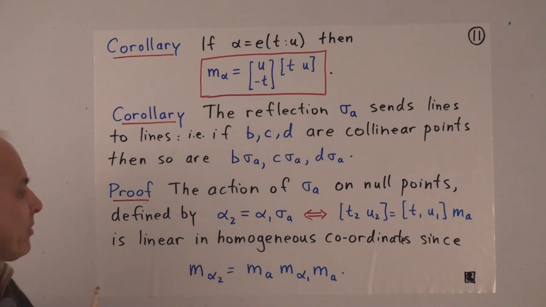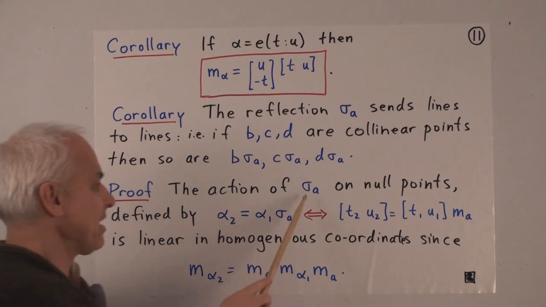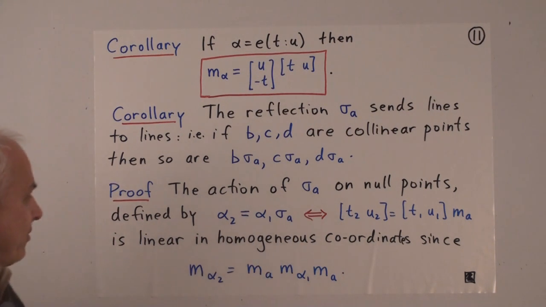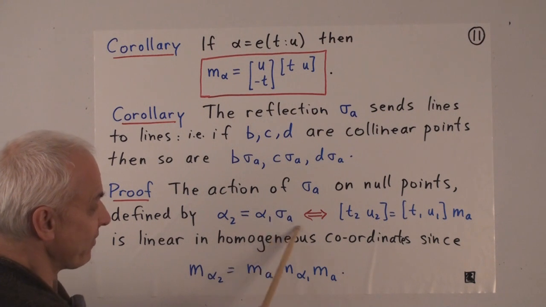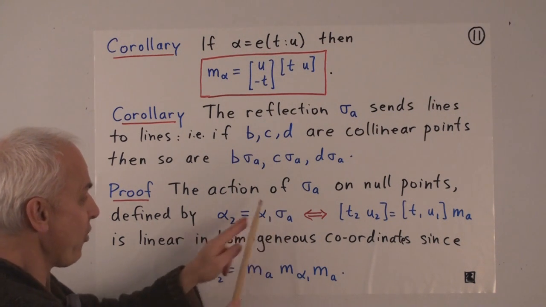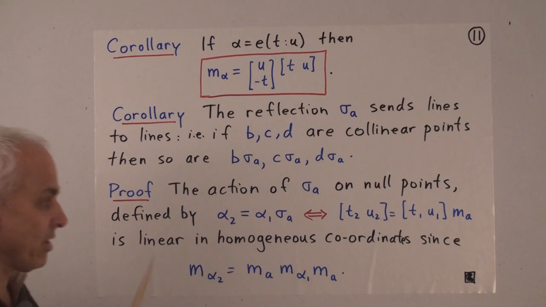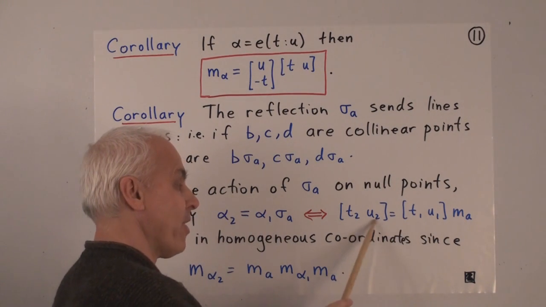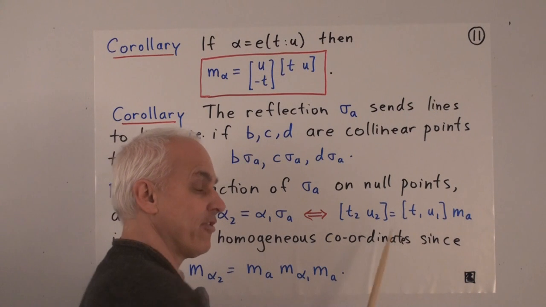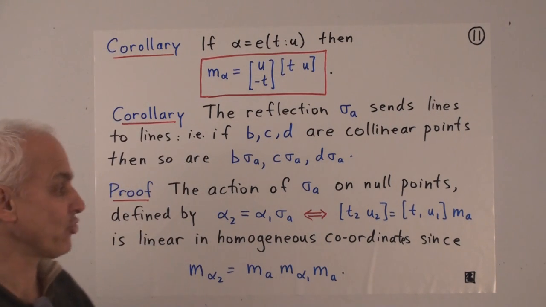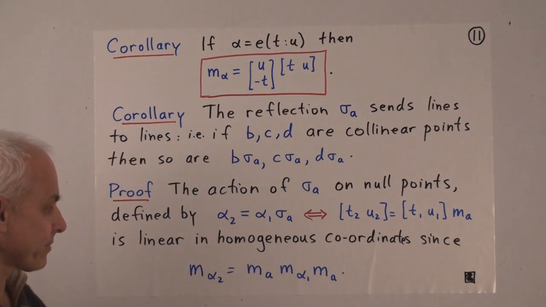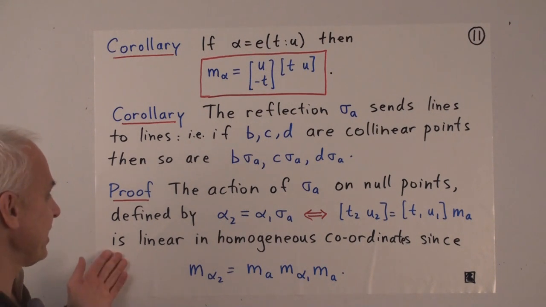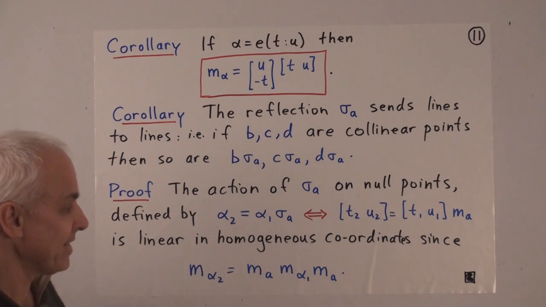But right now what we can say is this. The action of sigma A was defined on null points. And we figured out that this reflection in A sends one null point alpha 1 to another point alpha 2 precisely when the projective coordinates for alpha 1 and alpha 2 are related by multiplication by this matrix M sub A. So this is linear in homogeneous coordinates.